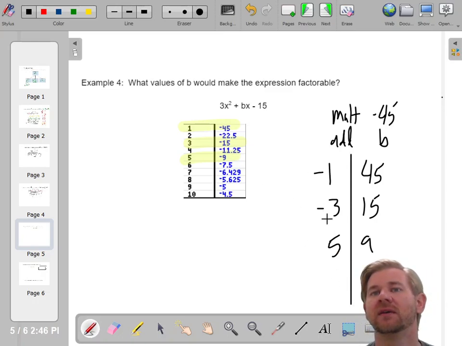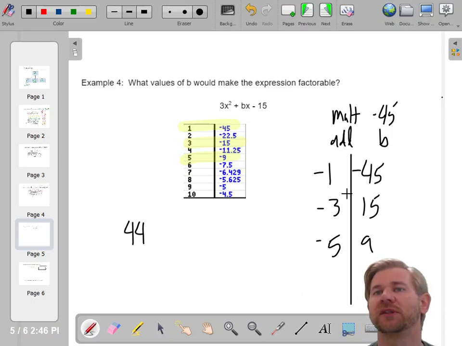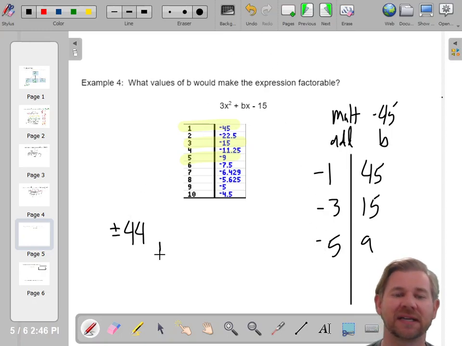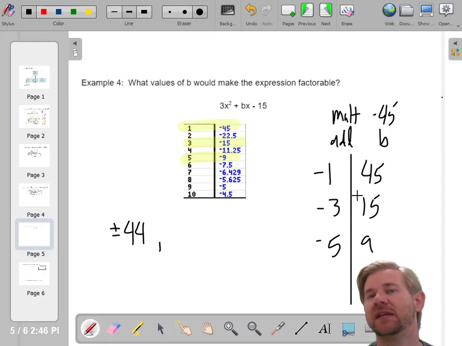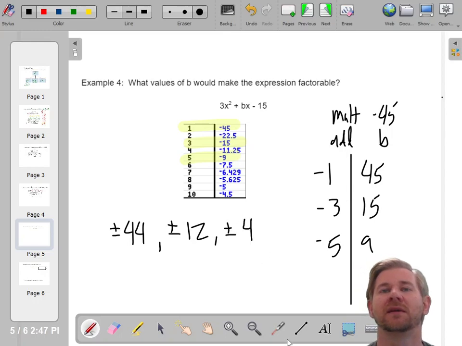for B, one of them's got to be negative, would be 45 minus 1, so 44, or you could put the minus sign there, so we'll say plus or minus 44. It could be positive or negative. If you put the negative right here, it'd be 15 minus 3, so 12, but you could also put the negative right there and make it negative 12, or 9 minus 5 is 4, so plus or minus 4. If you put the negative there, it'd be negative 4.